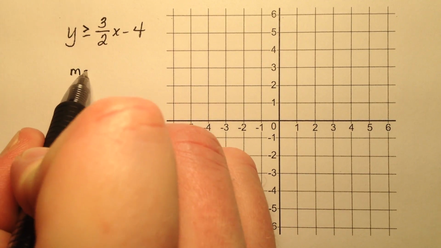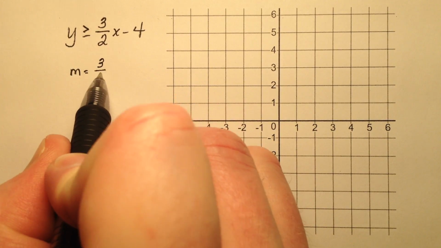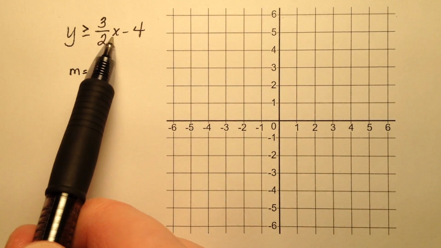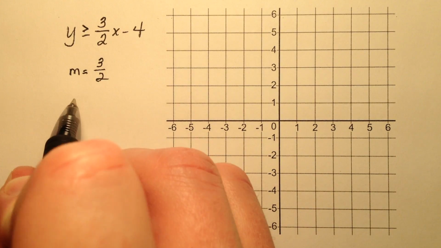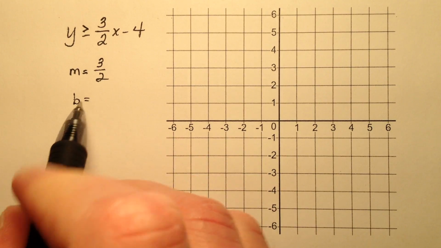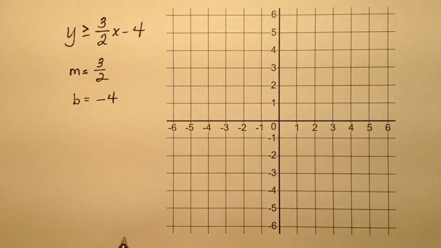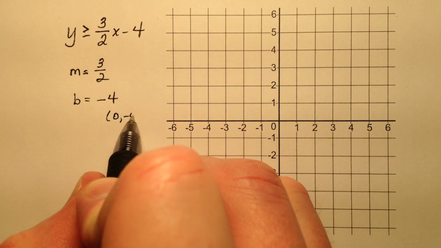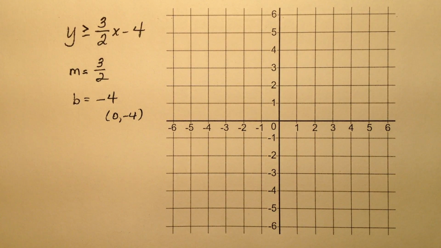So m, or the slope, is going to be 3/2. That's the coefficient of my x variable. My y-intercept, or my b value, is -4, or you could write it as an ordered pair, (0, -4).